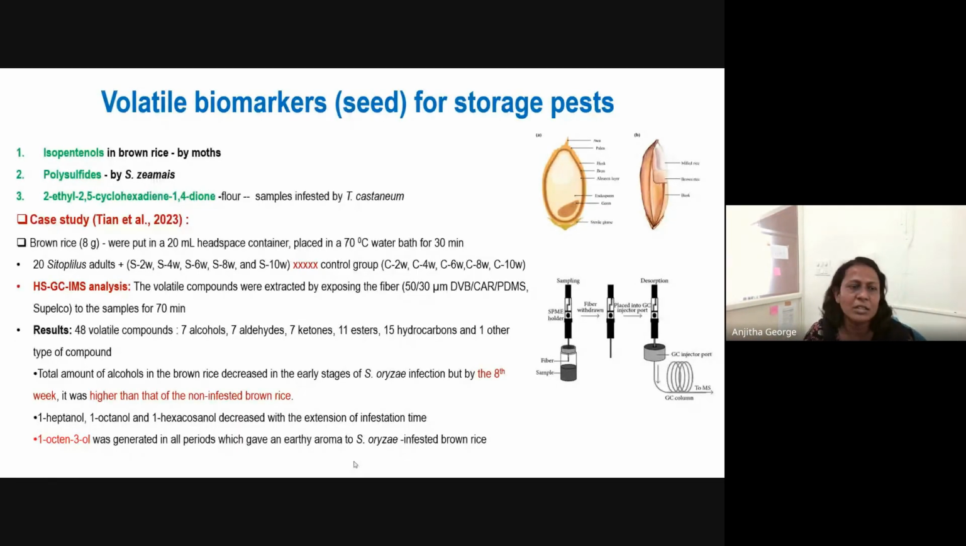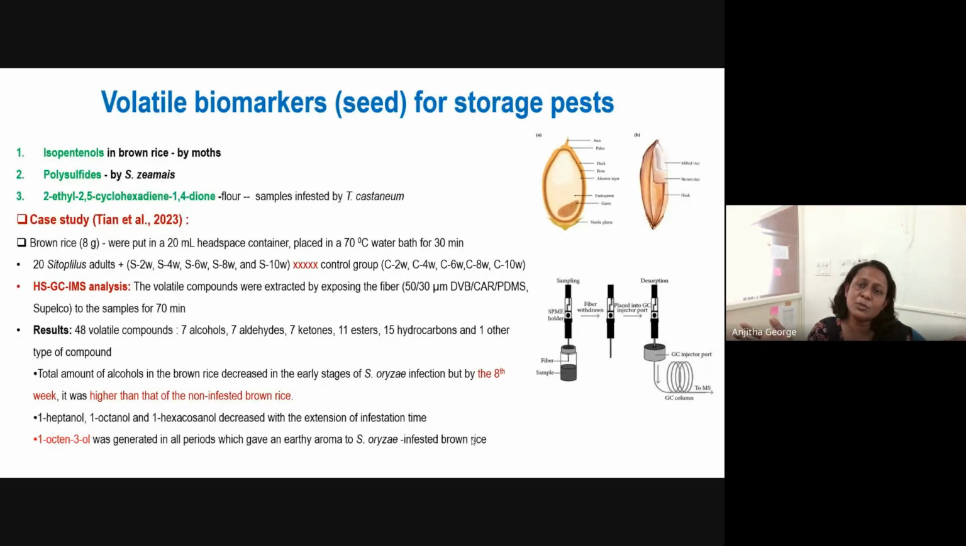Next area we can explore is volatile biomarkers. Volatile biomarkers are the volatiles from the seeds. You all know that seeds also release volatile compounds. That is how most field pests are found in the field itself, because the crop is there and the insects are also here and there. When a new crop is grown, the insects will be attracted to that particular crop. But just imagine the storage pest.